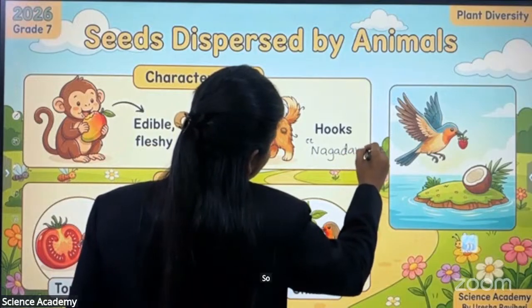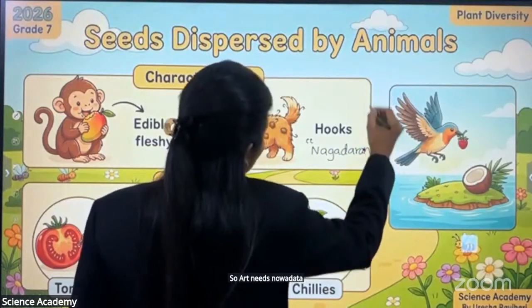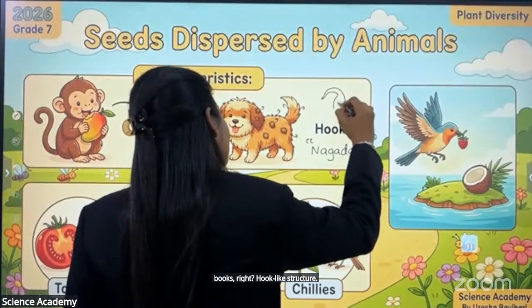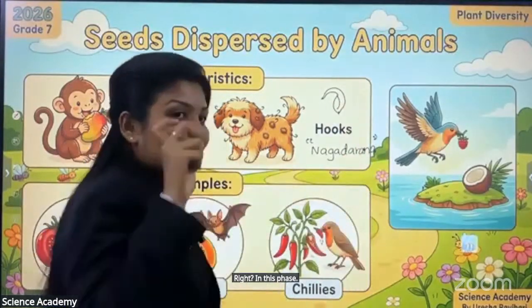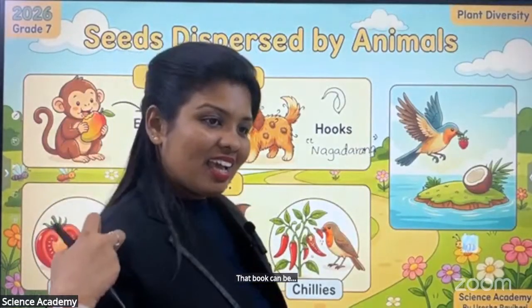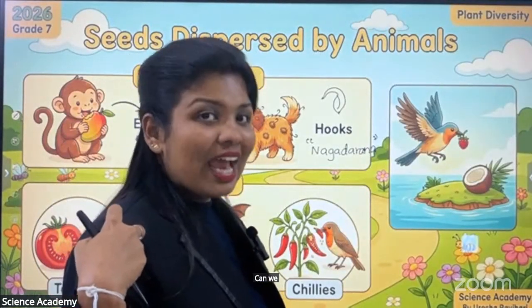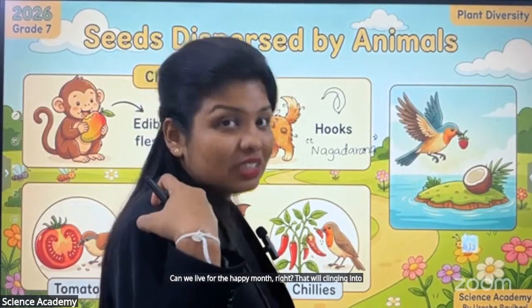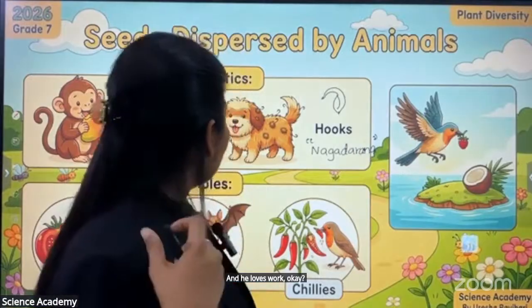So children, these Nagadharana seeds have hook-like structures, right? Those hooks can hang onto the fur of animals, so they cling to animal fur. Okay. And what is the other thing?